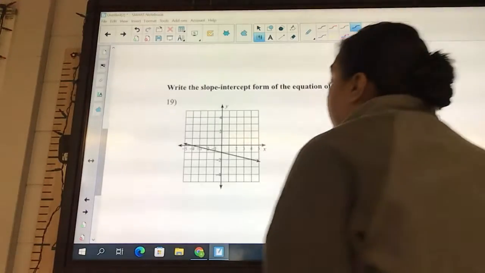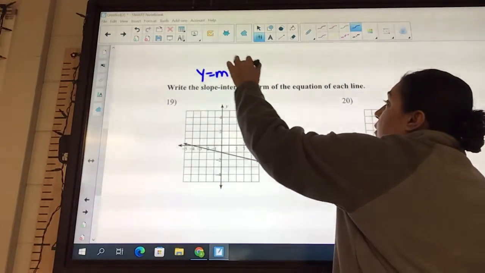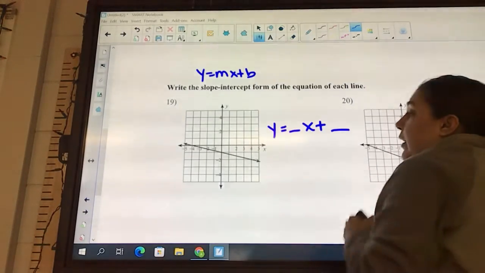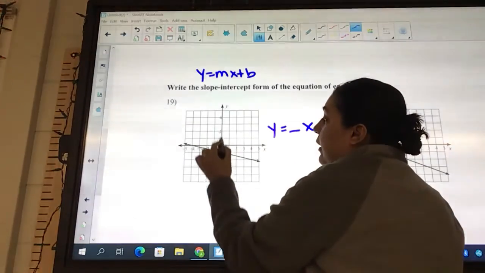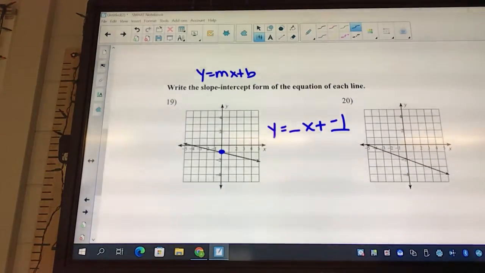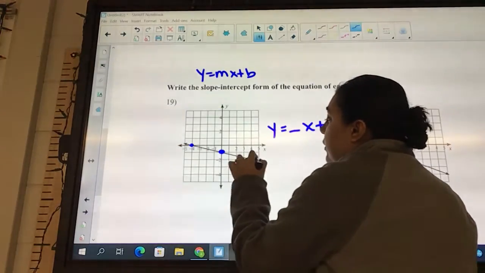So we got, write the slope-intercept form. We need our answer to look like this. Okay, what do we find first? Well, we got to find the b first. So we go to the y line, and here's the b. That's at -1. And we find the next closest point. You have two options. You can either use this point, or you can use this point.